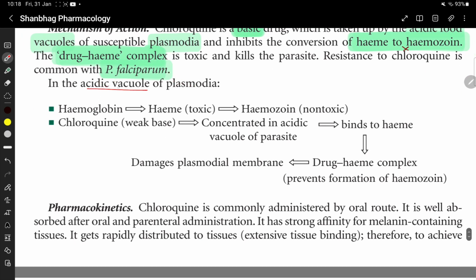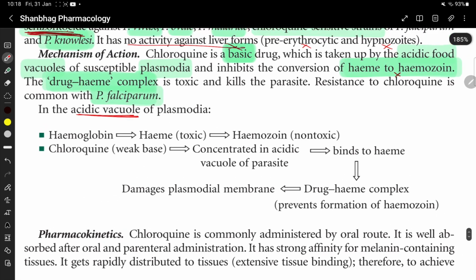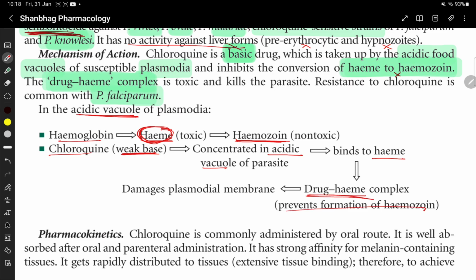See, what happens in the acidic food vacuole of Plasmodium: hemoglobin is converted to heme, and heme is converted to hemozoin. Heme is toxic, hemozoin is non-toxic. Chloroquine, which is a weak base, gets concentrated in the acidic vacuole of the parasite and binds to the toxic heme. The drug-heme complex prevents the formation of hemozoin and damages the plasmodial membrane.